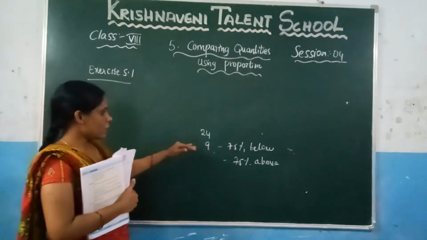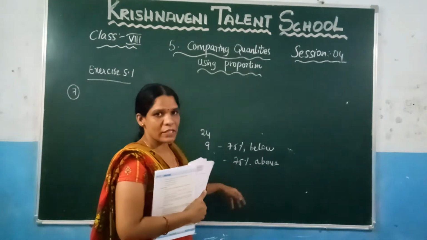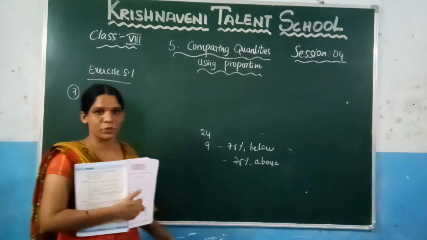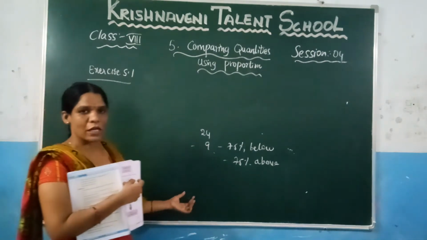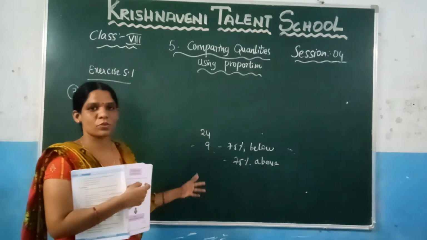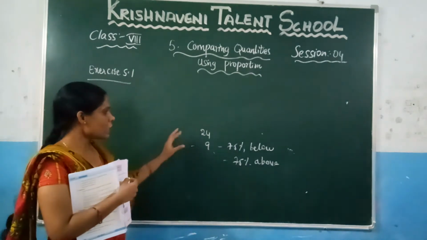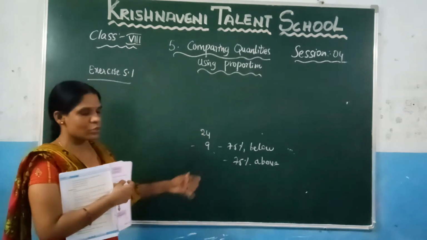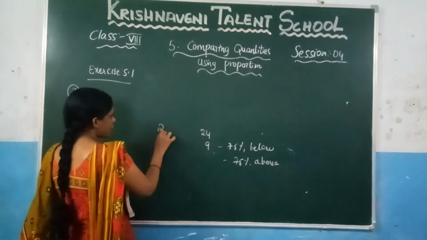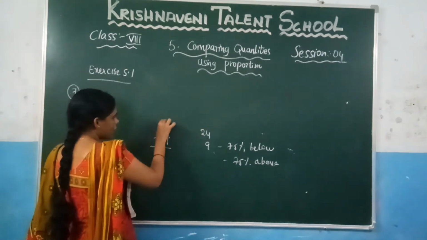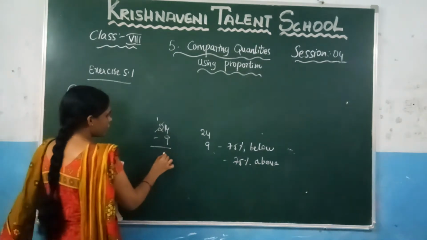And if you want to find the number of students who got 75% above marks, what do we need to do? You need to subtract these two values, right? If you subtract these two values, you will come to know how many students got 75% above marks. So let us subtract. What will you get here? 24 minus 9, which gives you 15.